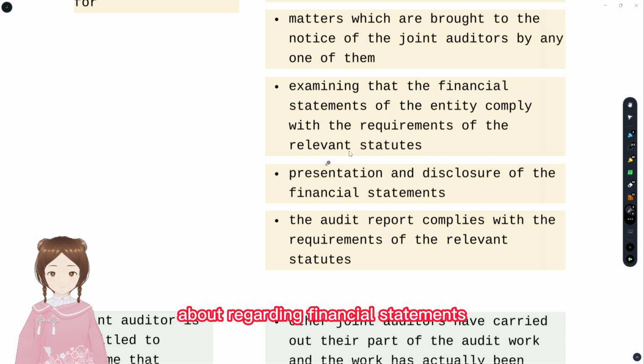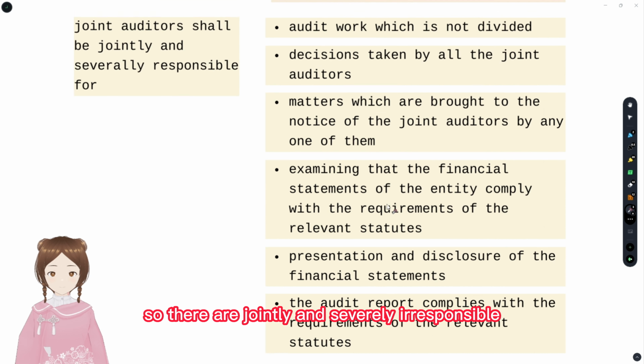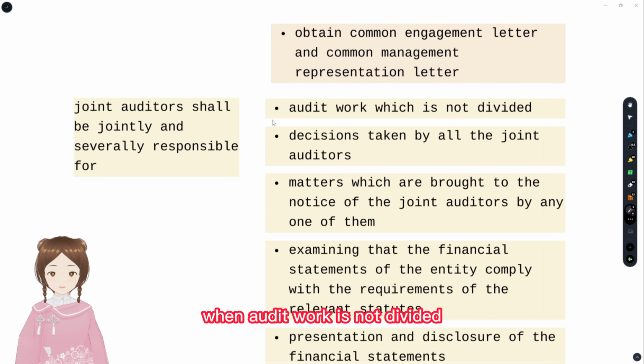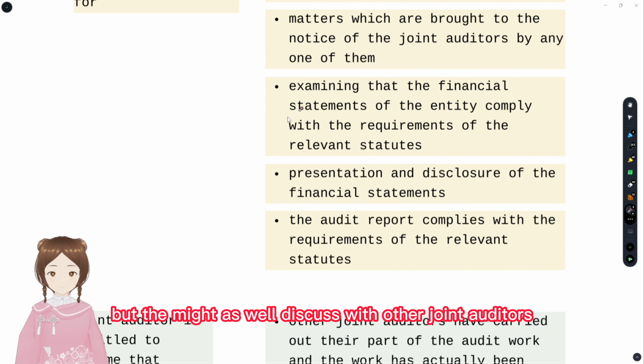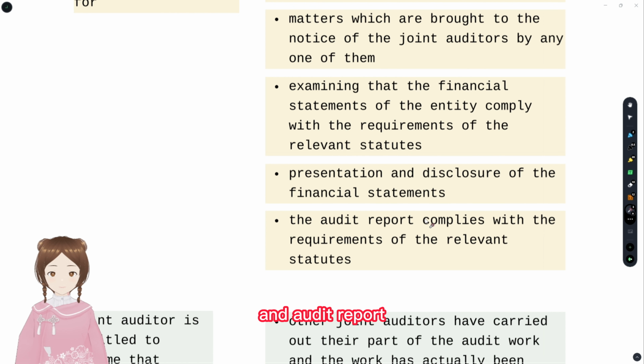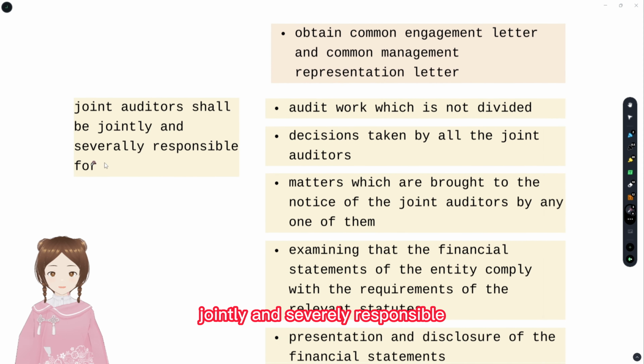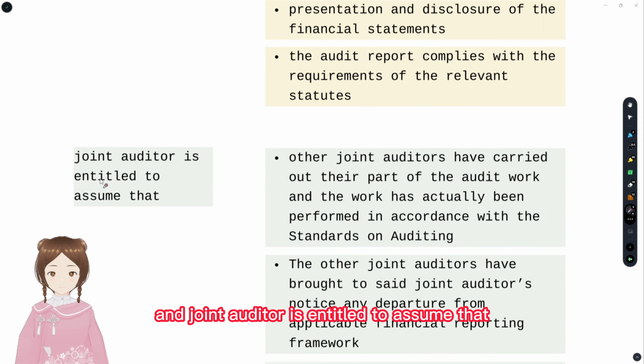Regarding financial statements, requirements with relevant laws or rules and regulations or statutes, and presentation of those financial statements, and the audit report. Even the audit report is one, so they are jointly and severally responsible. And these three, when audit work is not divided, decisions taken by all. But when audit work is divided here, but the matters were discussed with other joint auditors, jointly and severally responsible. Here, financial statements, requirements with relevant statutes, presentation and disclosure of financial statements, and audit report, compliance with relevant statutes, jointly and severally responsible.